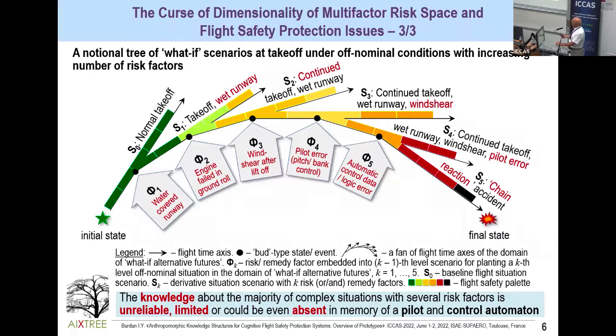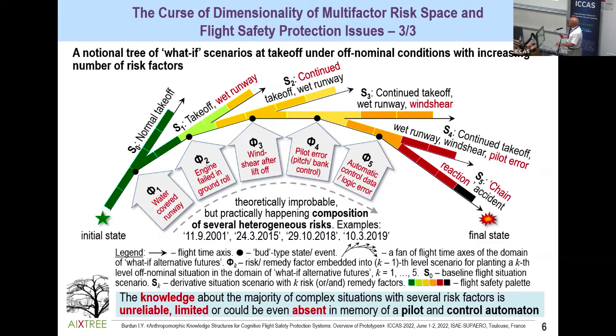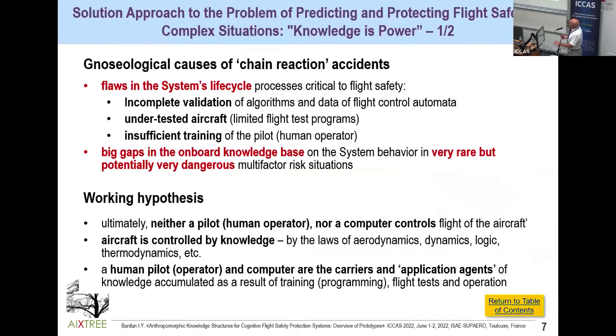The knowledge about the majority of such cases with several risk factors is unreliable. We cannot address all of them in the flight manual or in the algorithm of automatic flight control. And such cases are well known. The solution approach is that we must address the non-technological causes of the chain reaction accidents. Therefore, we must address incomplete validation of the algorithm for flight control, then untested aircraft, then insufficient training.